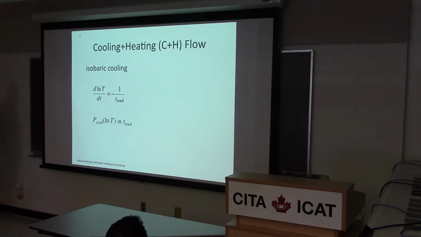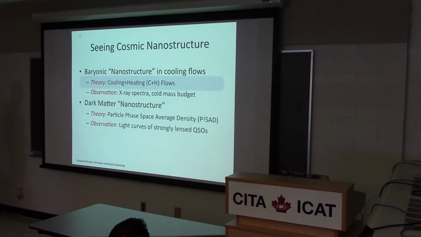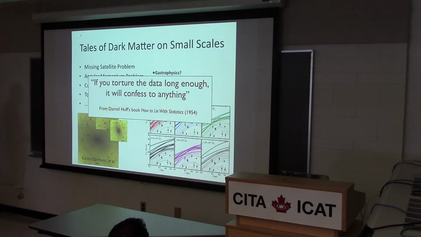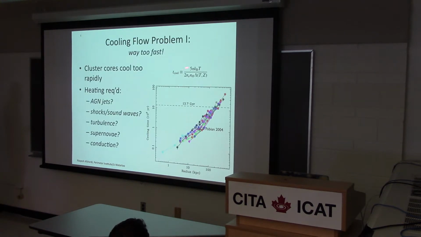So let's start from the simplest thing, the isobaric cooling flow. The idea is that you have a cooling time that depends on the temperature. Let me go back to the expression; sorry, I went too fast. The cooling time is basically the thermal energy density divided by the cooling rate, which goes as the density of electrons times the density of hydrogen times what's known as the cooling function. This is what gets very short as you go to the centers of clusters, and at low temperatures and high density, it gets very short.